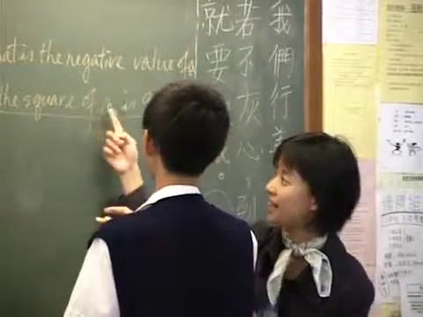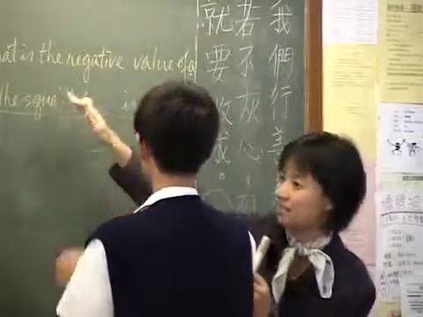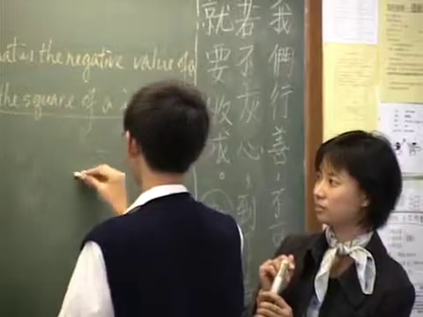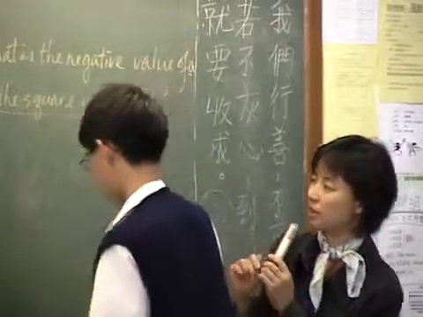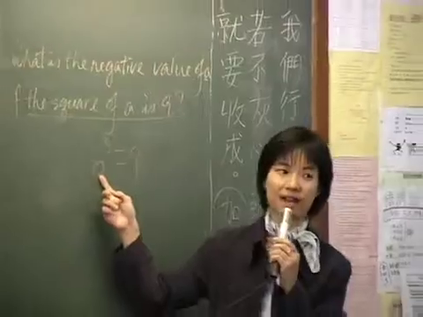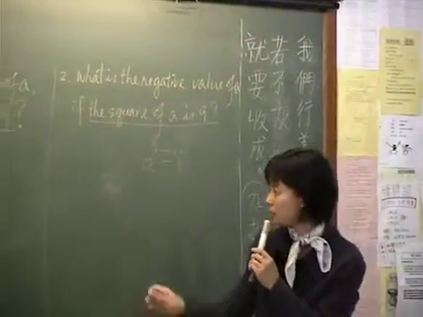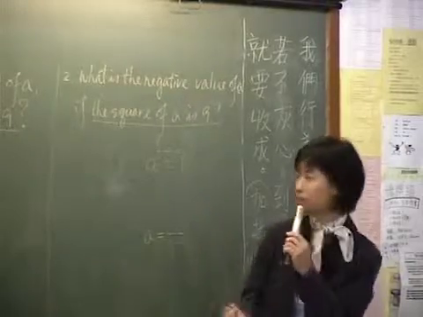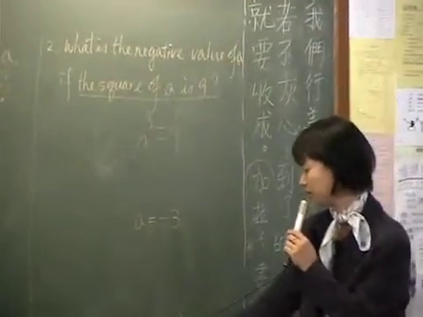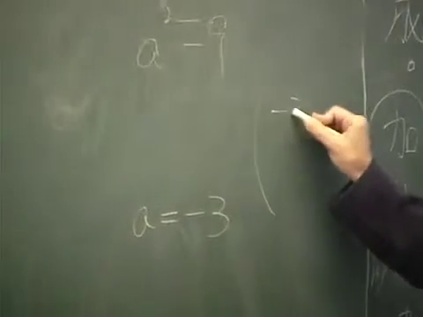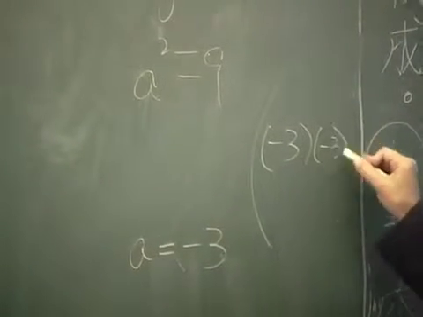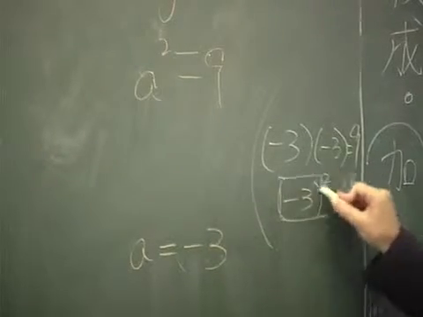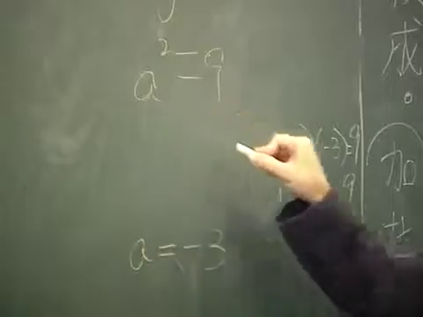The square of A. We just write this sentence as A squared equals 9. So now you know that the answer is negative 3. Why? Because negative 3 times negative 3 equals 9. So negative 3 squared equals 9. So the answer for this equation, A, is negative 3.